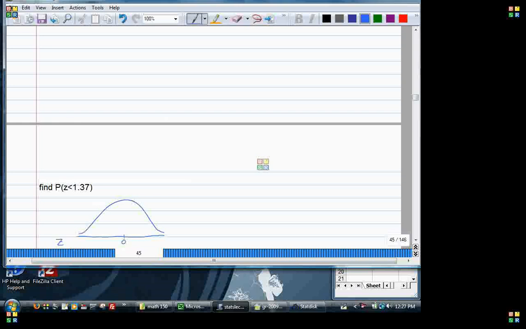Now, we could put down 1, 2, 3 and all that, but those are actually going to distract us. It's going to make things messier than it needs to be. What's the other z-score that we're interested in for this problem? 1.37. So put it on the picture.